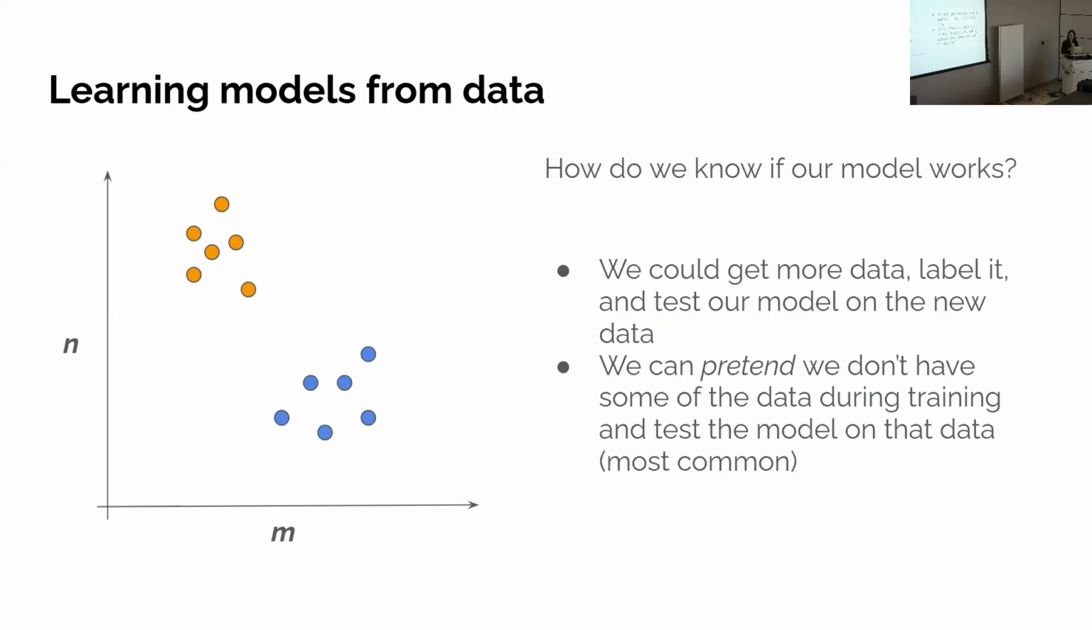So one way, and a pretty obvious way, is you can get more data and label it, and then test this existing model on that new data and try to evaluate its performance. But another thing you can do is, when you have this labeled data already, maybe it's annoying to collect more data. Maybe you don't have the capacity to collect more data and label it. So you can instead pretend that you don't have some of the data during training time, and you set it aside for validation or testing, and then test on that data instead to do model selection. And that is the most common approach.